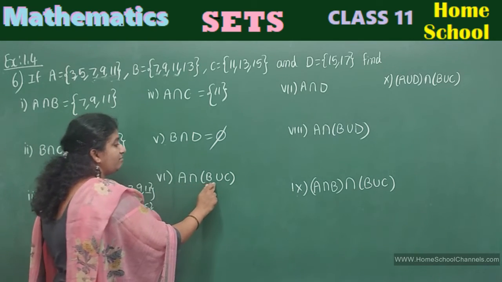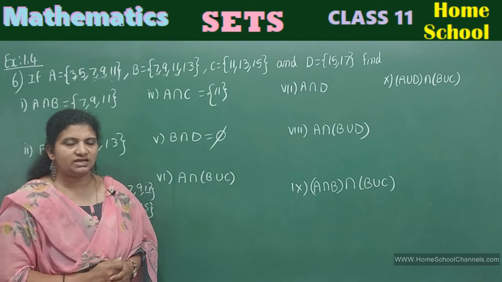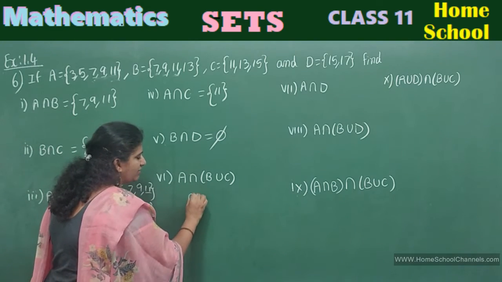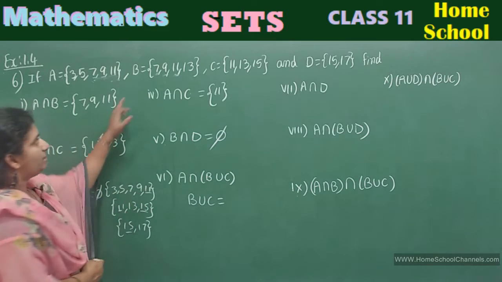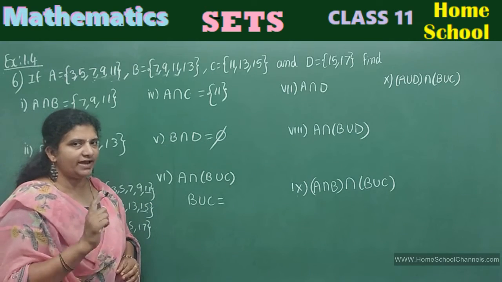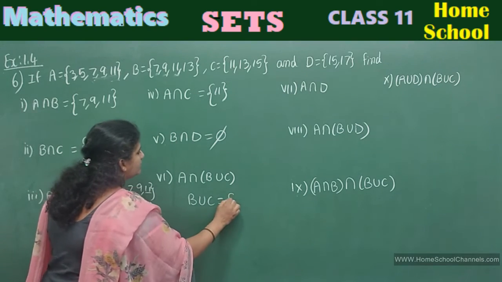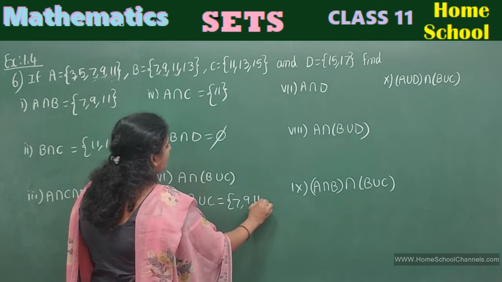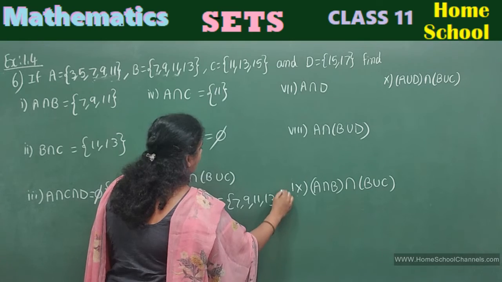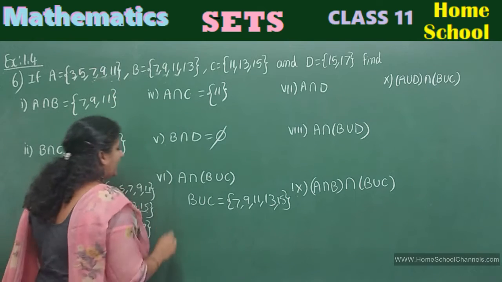Sixth one, A intersection B union C. See here children carefully. If you have these types of problems, you have to proceed like this. First do B union C. Okay, first let me find the B union C answer. Union means combination. Repeated elements write one time and write all the remaining elements. B union C: 7, 9, 11, 13. C set 11, 13 I have already written. So extra, what do you have? 15.